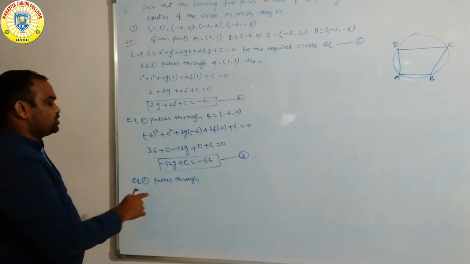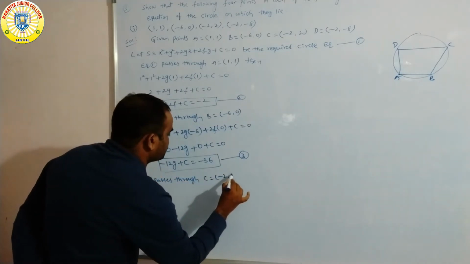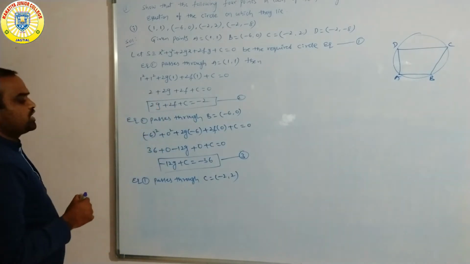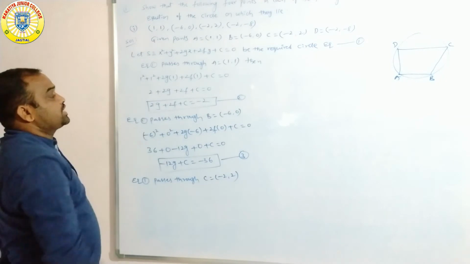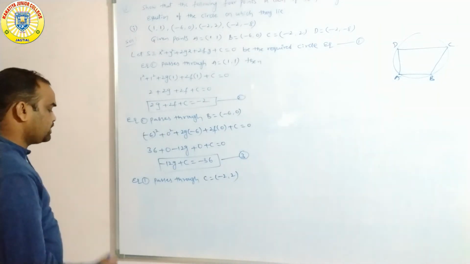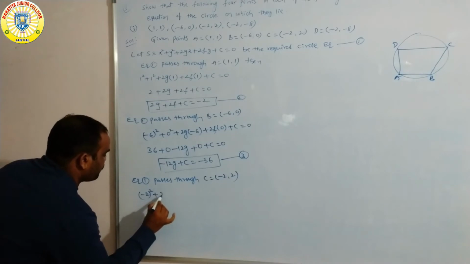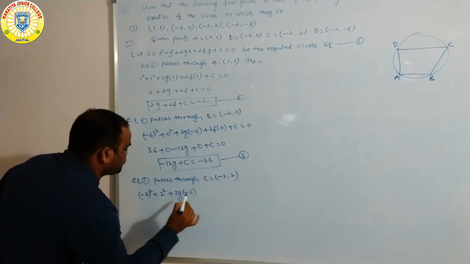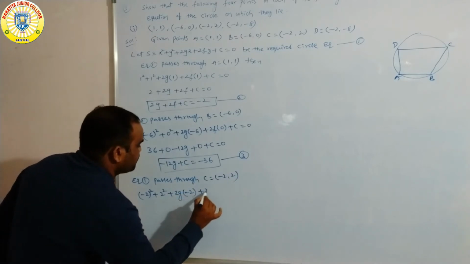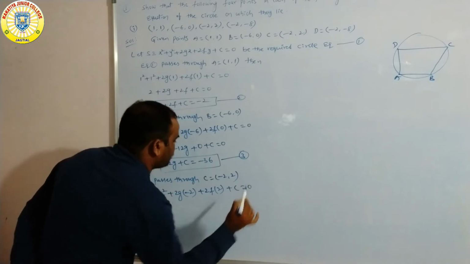Equation 1 passes through the third point, C is equal to (-2, 2). That's why in equation 1 we are substituting x is equal to -2, y is equal to 2: (-2) squared plus 2 squared, plus 2g into x is equal to -2, plus 2f into y is equal to 2, plus c is equal to 0.